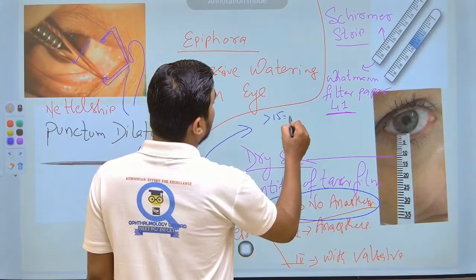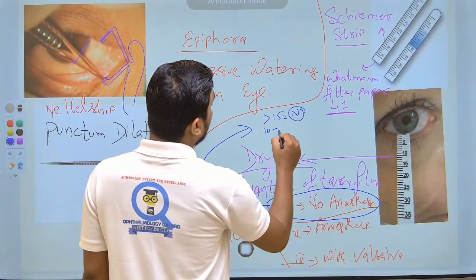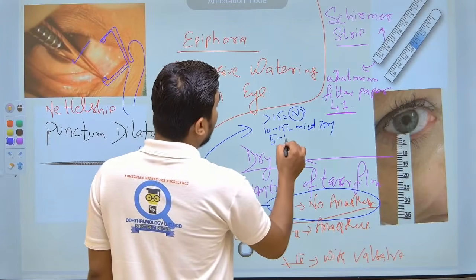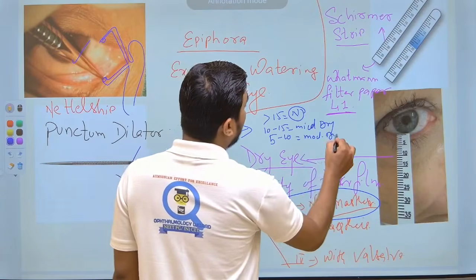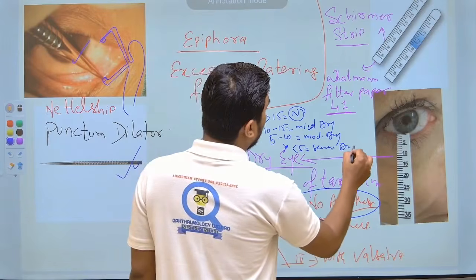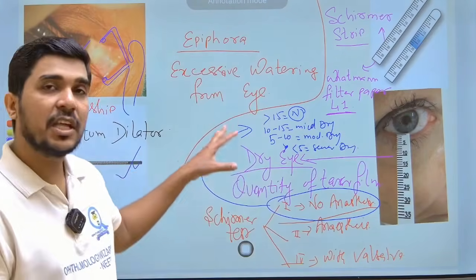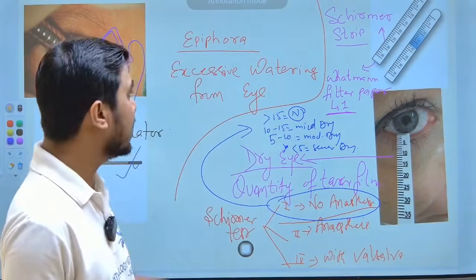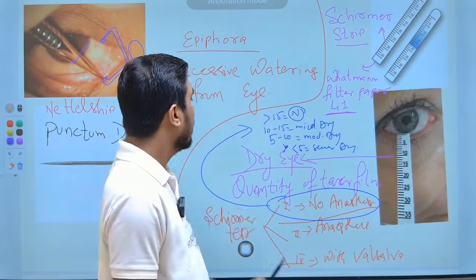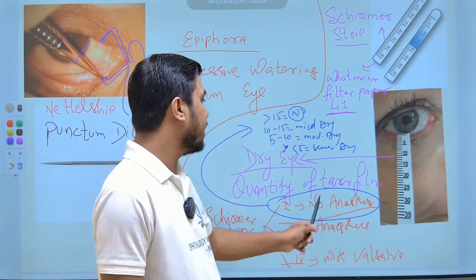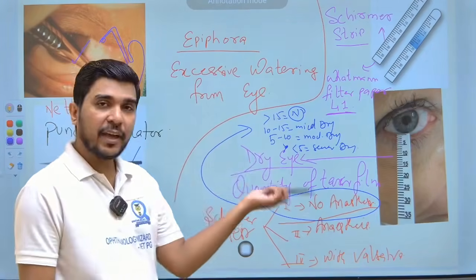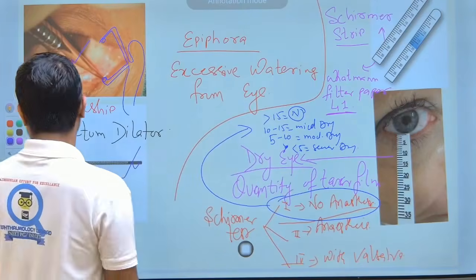More than 15 it is normal, 10 to 15 mild dryness, 5 to 10 moderate dry, and less than 5 severe dry. So this is about the Sirmer strip. You don't need to remember everything. Just remember Sirmer strip is made up of Whatman filter paper 41. This is for dry eye and quantity of the tear film. This much is enough for you, I think. But if you want to know more and somewhere it will ask, then you can remember all these things also.